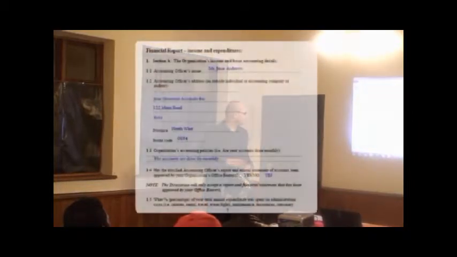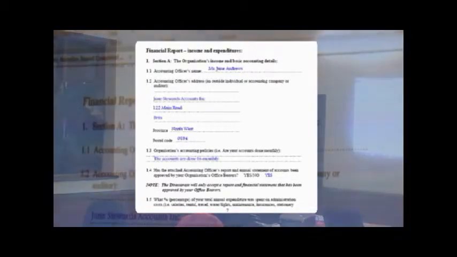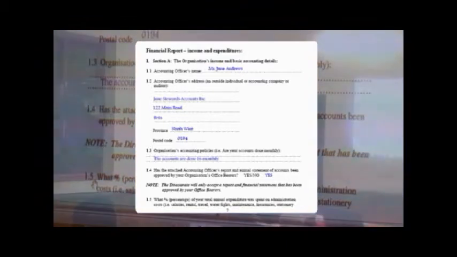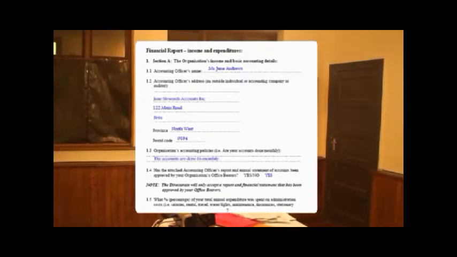Then the details of the accounting officer, Ms. June Andrews, for example, and their address, and then also how often the accounting policies are being done. You can just say bi-monthly or quarterly, whenever you are doing your accounting. And has the accounting officer's report been approved by the organization's office bearers? That was a question that Mr. Bell also responded to earlier. And you just say yes, if it has been accepted.